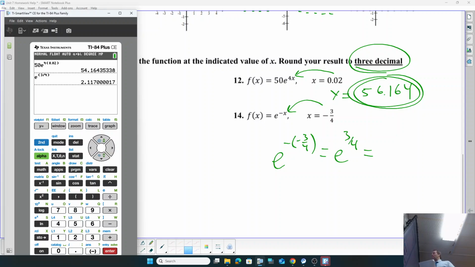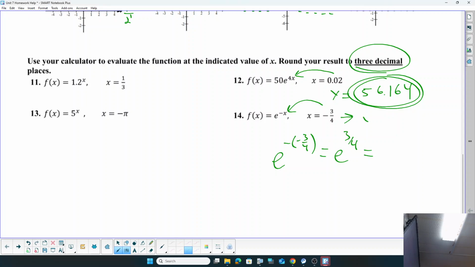Okay, we get 2.11700000. So when x equals negative 3/4, y equals 2.117. And so that's just our answer right there. Don't worry about the zeros because we're doing 3 decimal places.